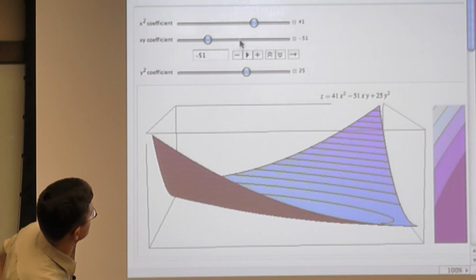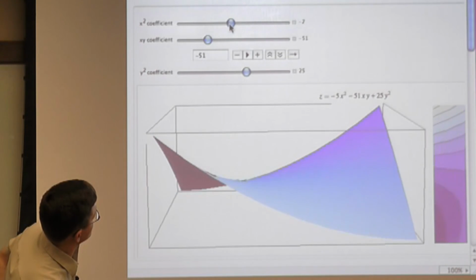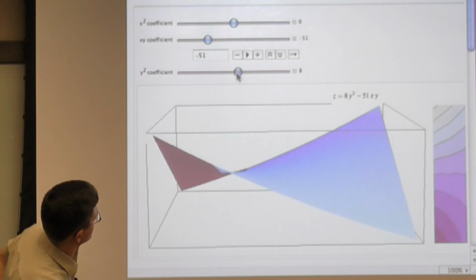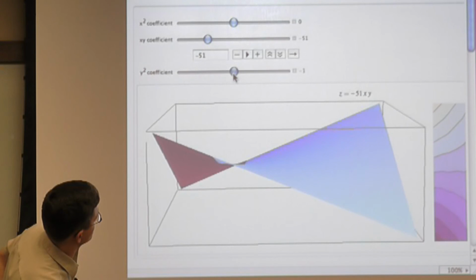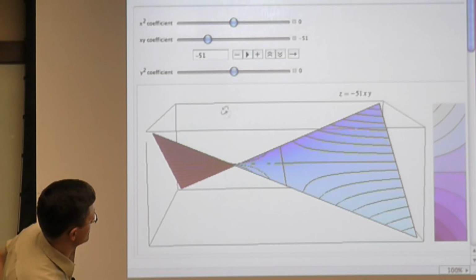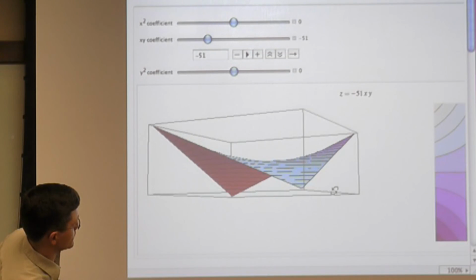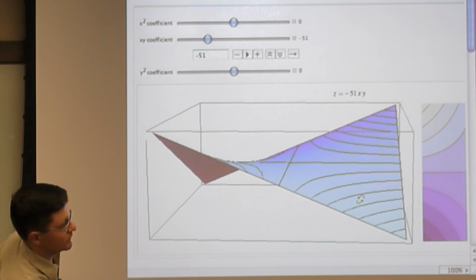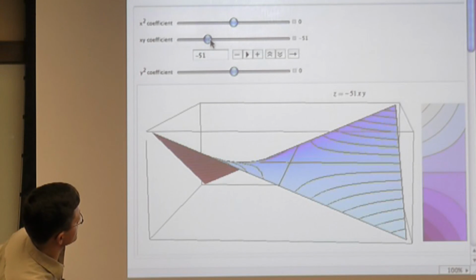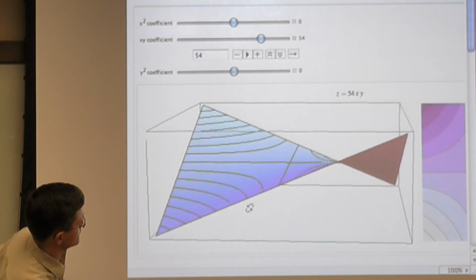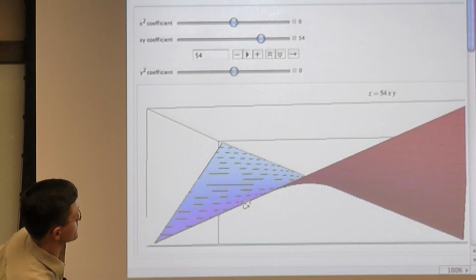Now the only other example to look at would be having just xy. So that's going to be our basic example of a function. So if you have xy, you have a saddle. And no matter if it is negative or positive, it is always a saddle.